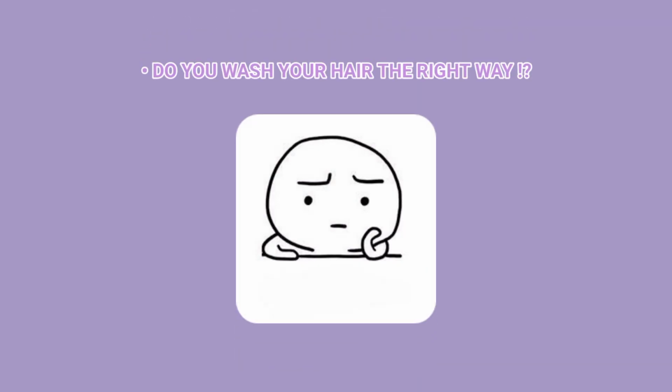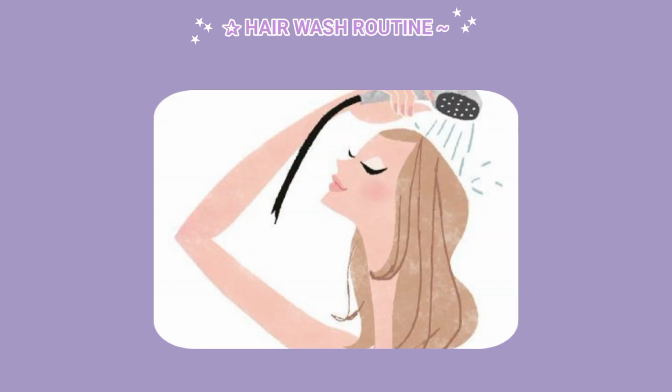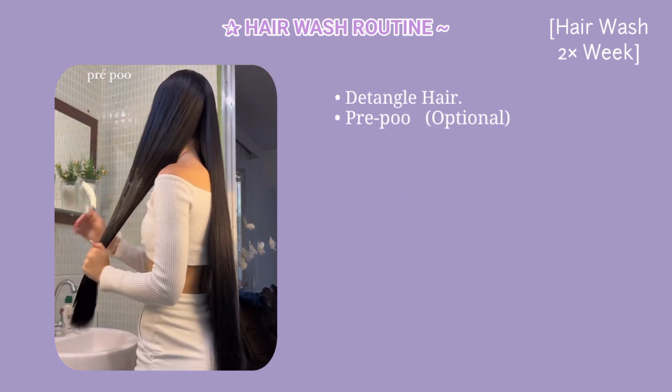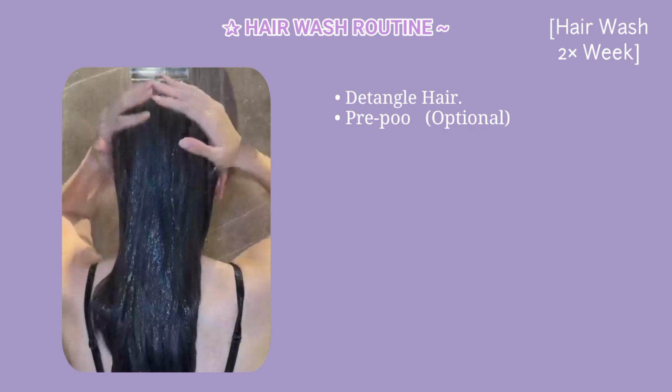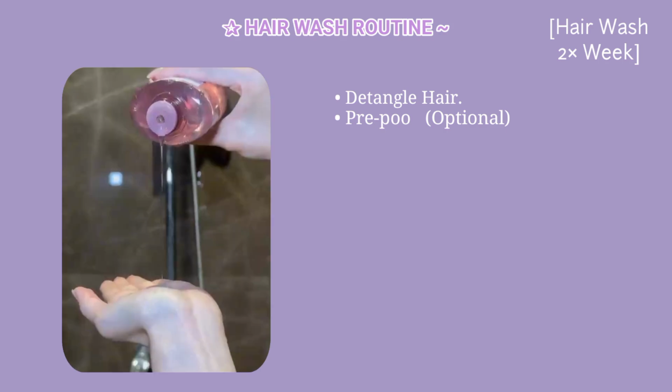Do you wash your hair the right way? This is where a lot of mistakes happen. Here's the best hair wash routine, step by step. Wash your hair twice a week. Let's start. Detangle your hair before showering. Apply co-wash or low poo. Make sure all your hair gets wet before moving on to shampoo.